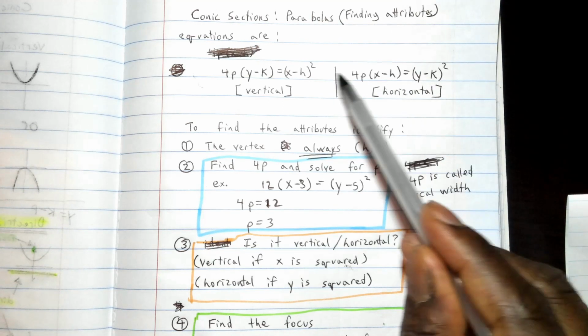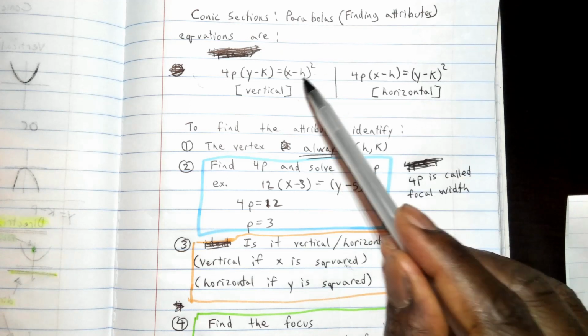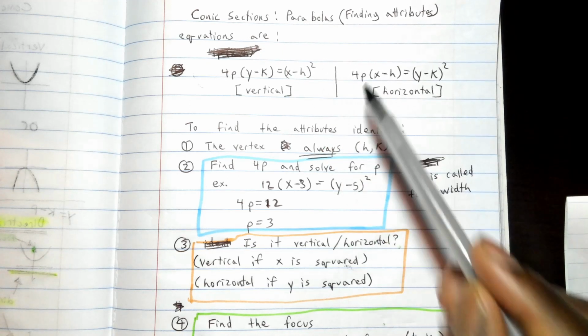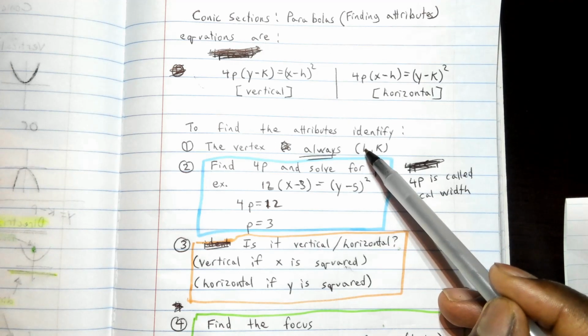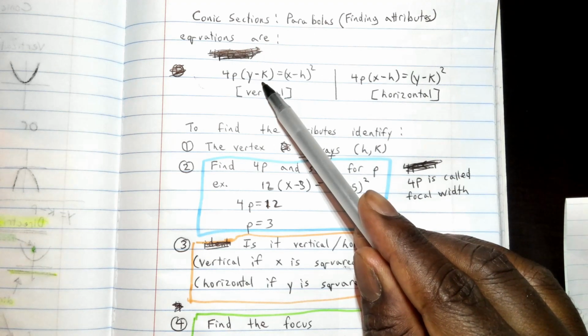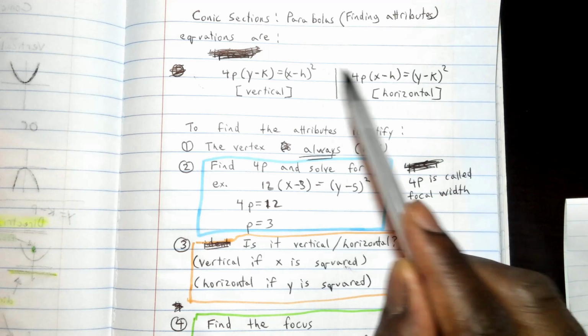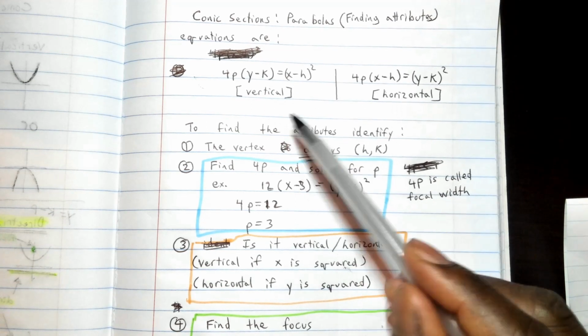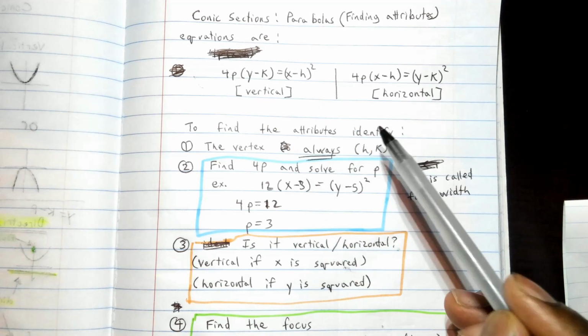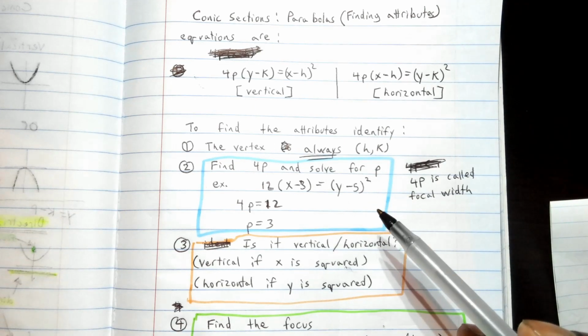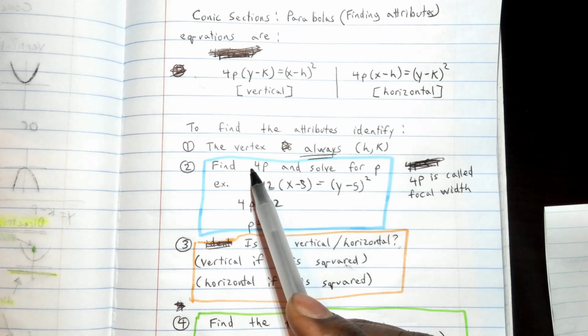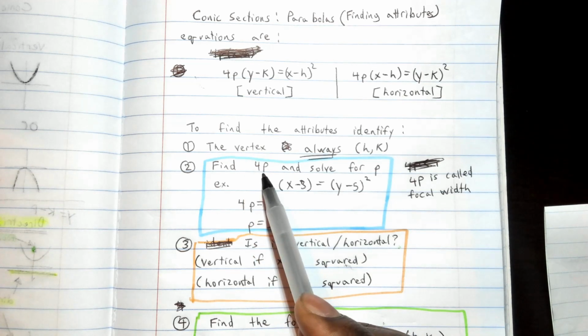So in either of these examples, whether we're dealing with a horizontal or a vertical parabola, always look where the x is to find the h. The k is going to come from the part right next to the y. So regardless of how we write it, look next to the y and we're going to find the k. So hk will be our vertex. Then we're going to find 4p.